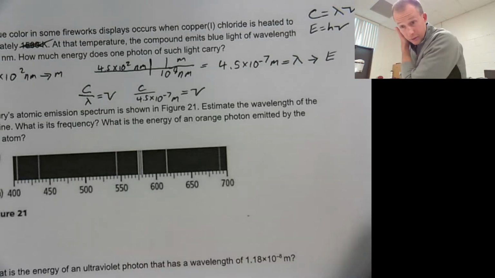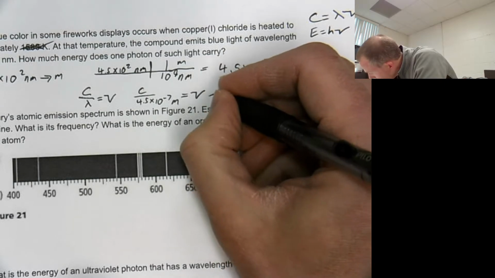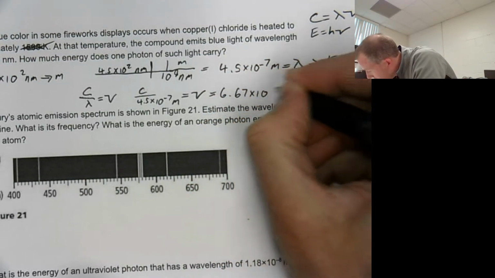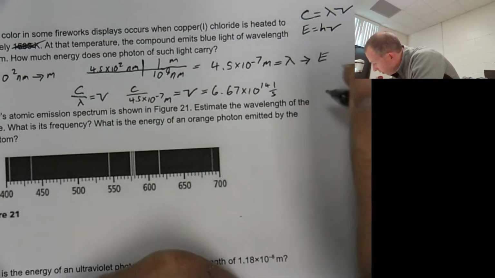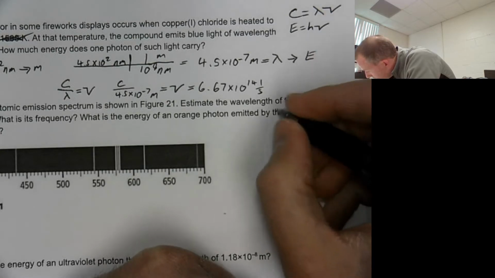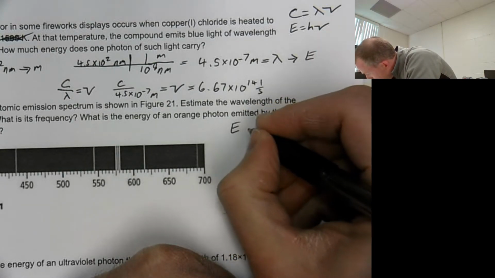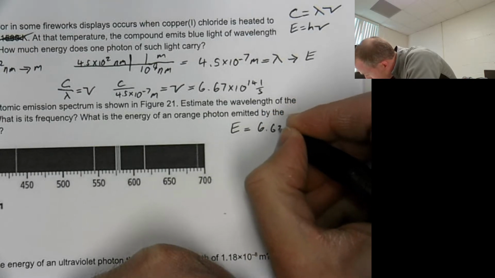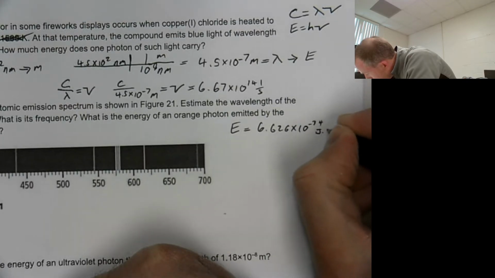Remember, parentheses, always parentheses. That'll give us, we'll say, 6.67 times 10 to the 14th, 1 over S. That's our V. Now we're going to plug it into here. Remember, H is a constant, so then our energy is going to be equal to H. So I'm going to rewrite it out. It's 6.626 times 10 to the negative 34th J times S.